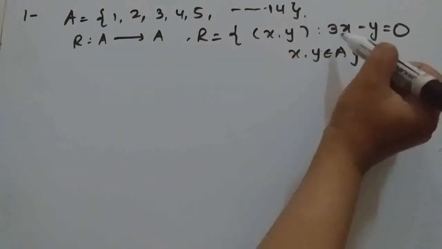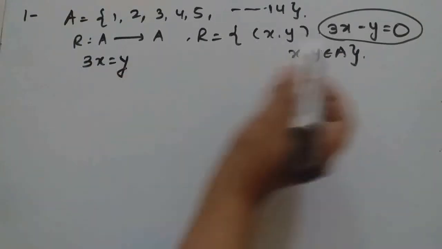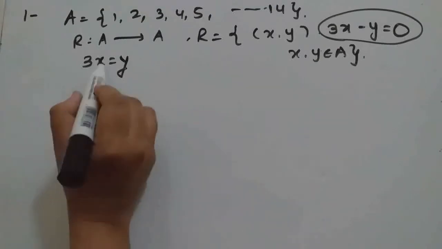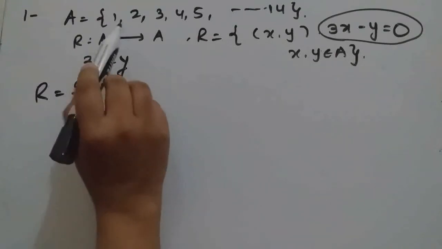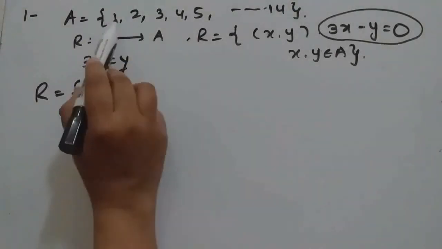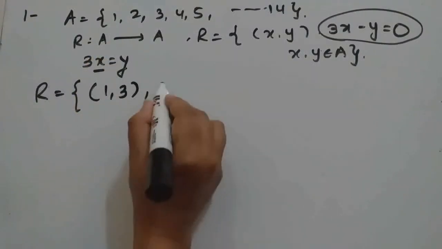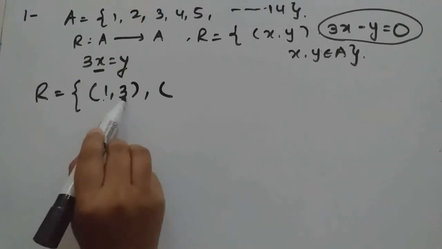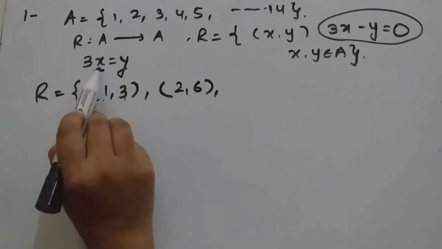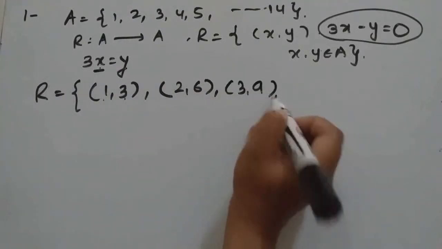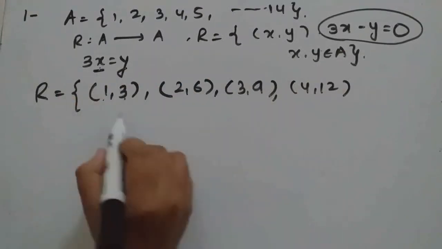So for R we have been given a condition, 3x minus y equals 0. This we can simplify: 3x equals y will come, isn't it? That means we substitute the x value and we get the y value. So R will be, check here, x and y both are from A. We'll start from 1. So x is 1, so y will be 3, that is (1,3). Now x is 2, so y will be 6. Then x is 3, so y will be 9. Then x is 4, so y will be 12. Then x is 5, so y will be 15.